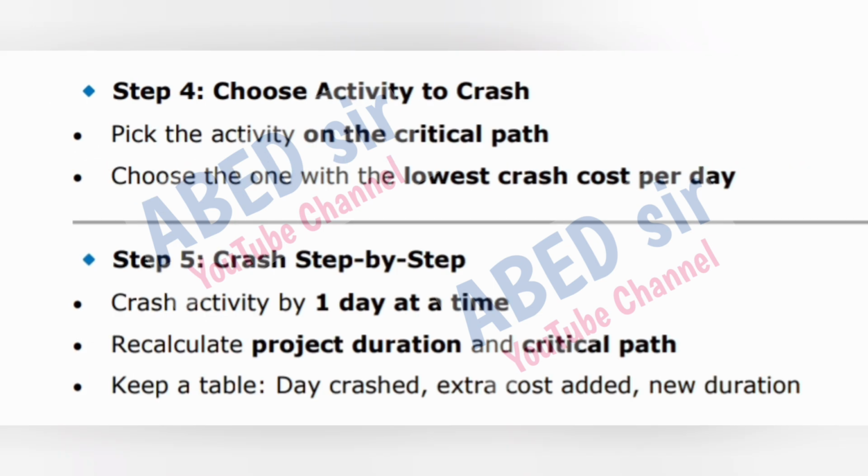Step 4. Choose activity to crash. Pick the activity on the critical path. Choose the one with the lowest crash cost per day. Step 5. Crash step by step. Crash activity by 1 day at a time. Recalculate project duration and critical path. Keep a table: day crashed, extra cost added, new duration.